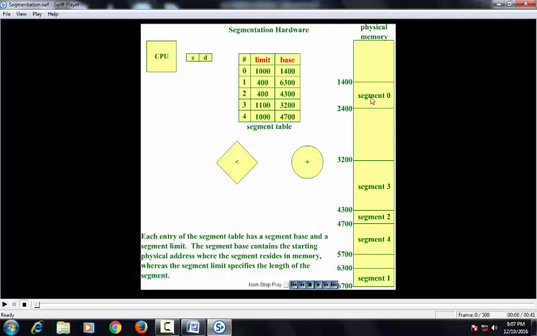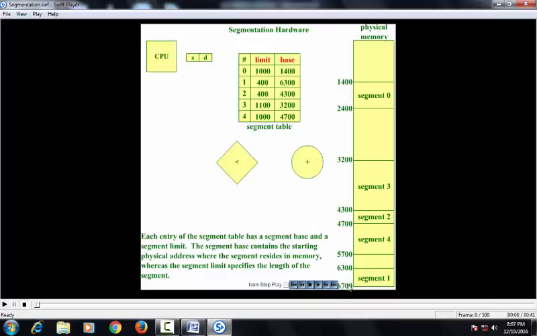Okay, segment 0, the base address is 1400. As you can see here, I'm talking about segment 0, so you have to mention segment 0. In the same way, segment 1. Now find out the base address of segment 1. This is the physical memory, this is segment 1. Base address is 3600 and the closing of segment 1 is 6700.